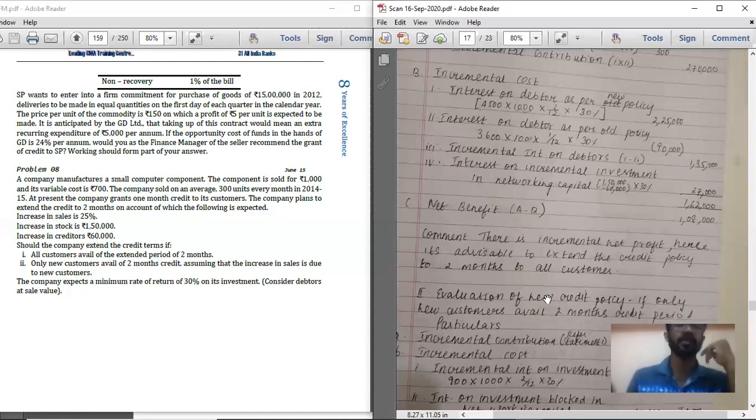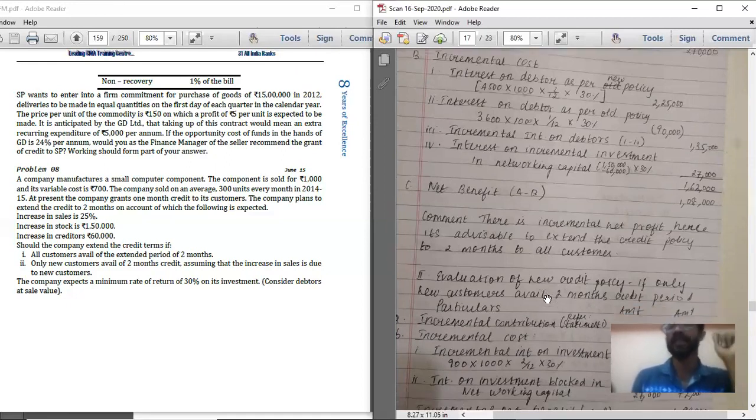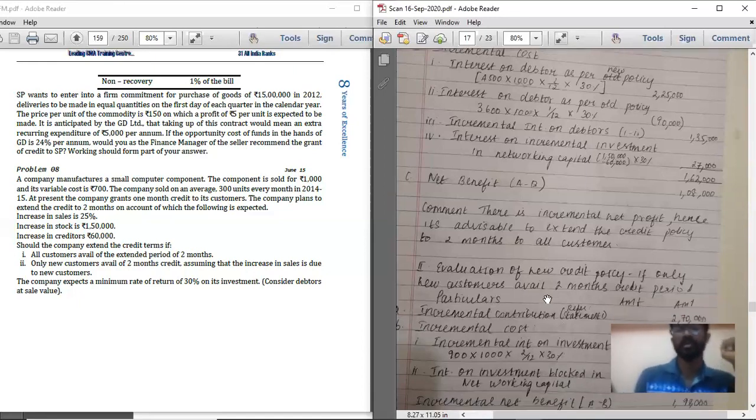So hence it is acceptable to accept the proposal, that is the first proposal. First proposal is all customers availing the extended period of 2 months. It can be accepted because the net benefit is 1,08,000.